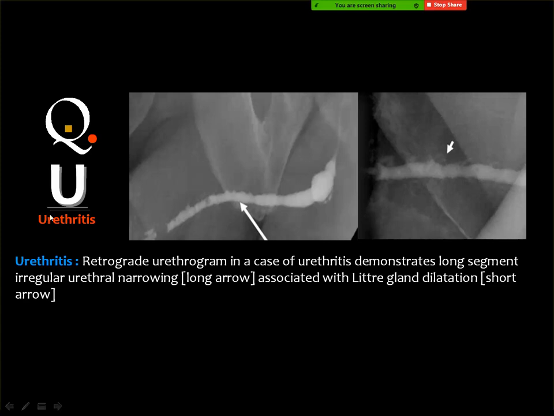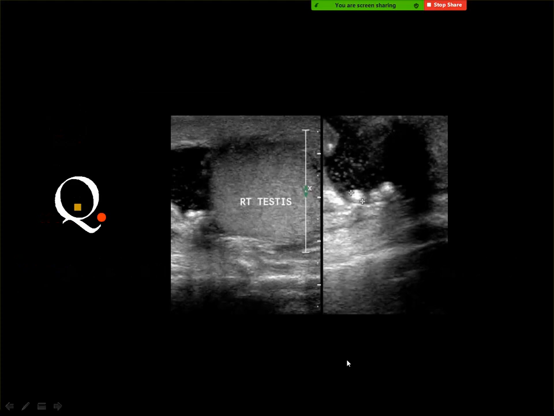The answer is here, and this is urethritis, because you see irregularity of the urethra with filling of the urethral glands and spiculated appearance. This is a characteristic of urethritis of whatever etiology.